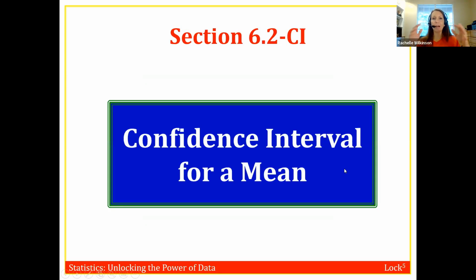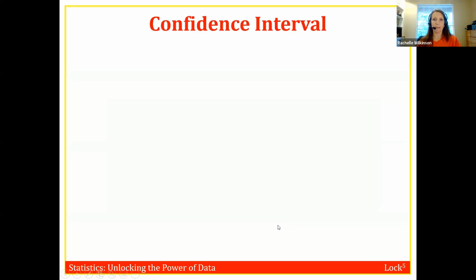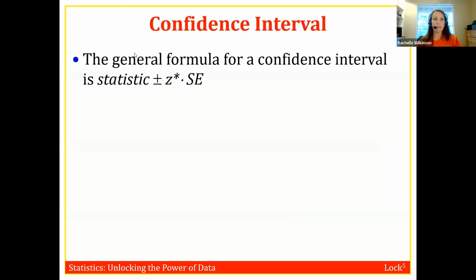All right, so let's talk about how we're actually going to use this stuff in an actual problem. First we're going to talk about how to do a confidence interval, and then we're going to talk about how to do a hypothesis test. So for a confidence interval, remember that the general formula for a confidence interval in last week anyway was a statistic plus or minus z star times the standard error.